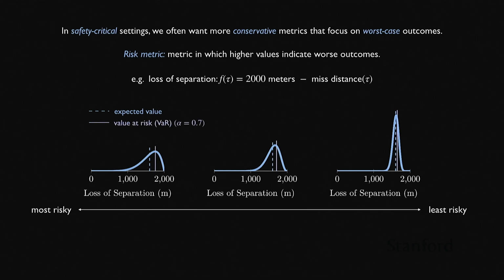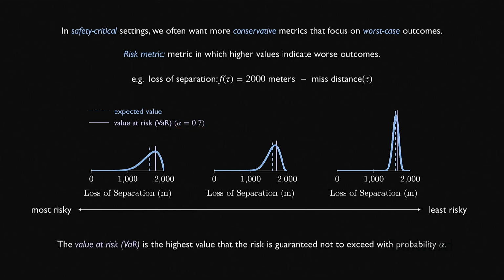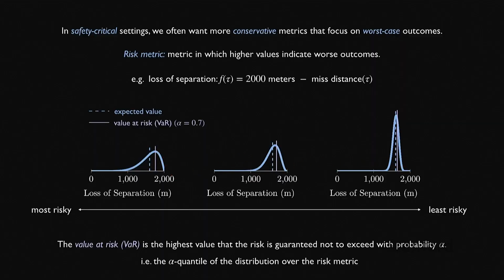And one metric that we could use to try to distinguish that is something called the value at risk, or the VAR. It comes with a value called alpha that we pick. And the value at risk is basically the highest value that the risk is guaranteed not to exceed with probability alpha. So it's actually exactly equivalent to the alpha quantile of the risk metric. And you can imagine that the higher this value is, the more risky the scenario that we're in. So a more risky scenario will have a high value at risk, and a least risky scenario will have a low value at risk.